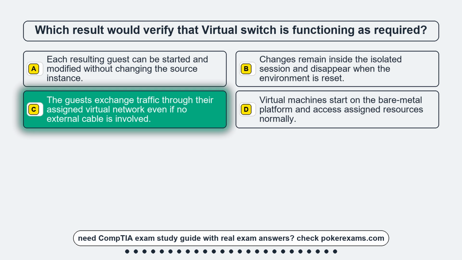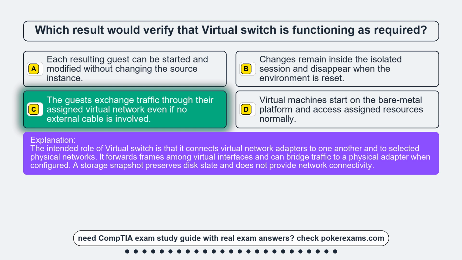The correct answer is option C. The guests exchange traffic through their assigned virtual network even if no external cable is involved. The intended role of a virtual switch is that it connects virtual network adapters to one another and to selected physical networks. It forwards frames among virtual interfaces and can bridge traffic to a physical adapter when configured. A storage snapshot preserves disk state and does not provide network connectivity.